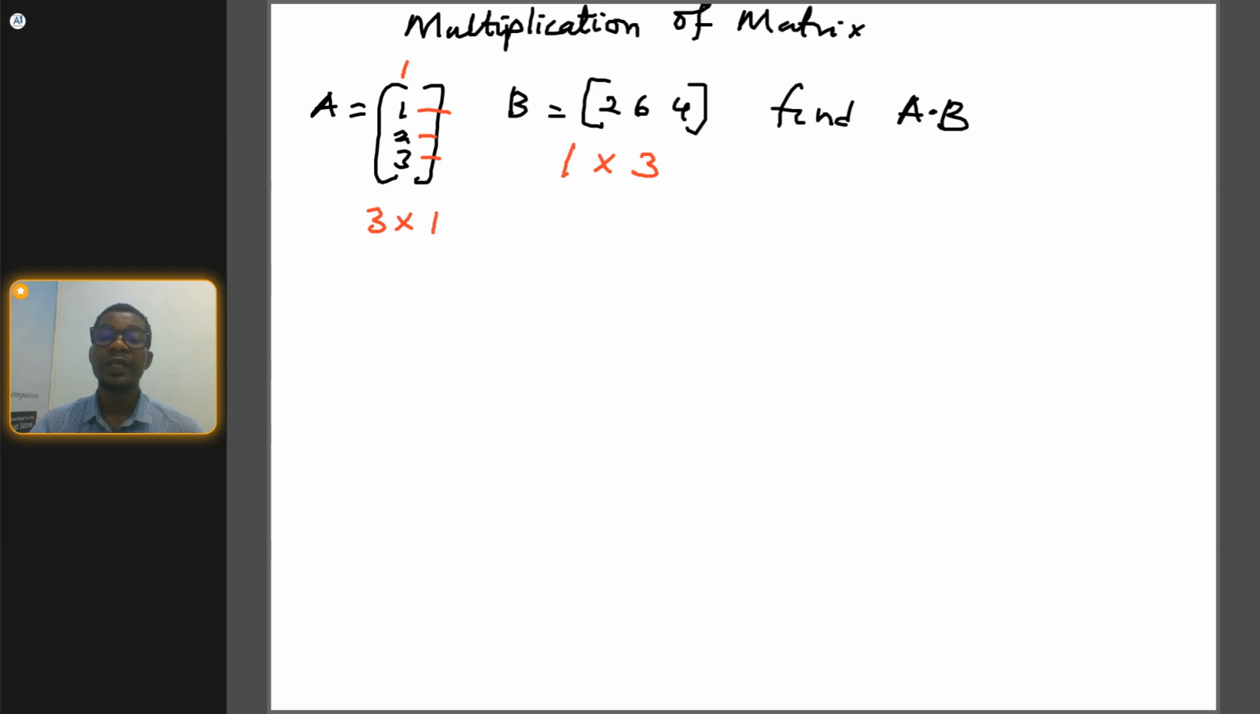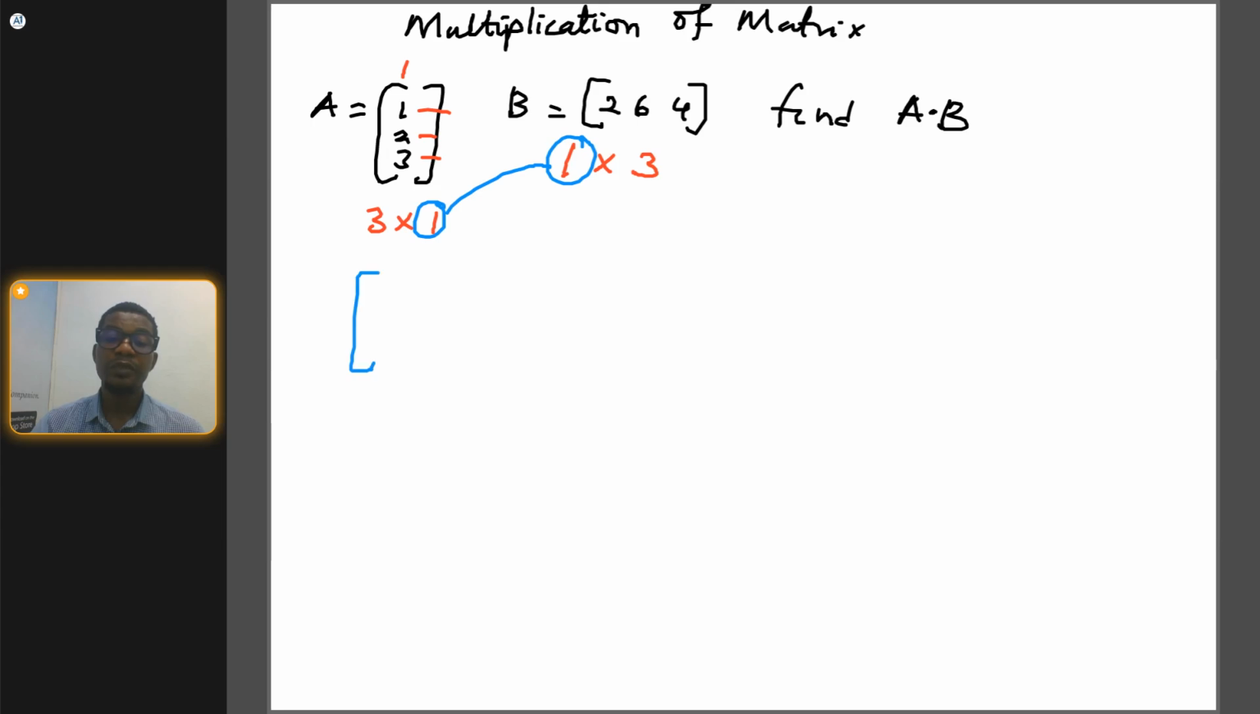Now take note that you need to check if this is equivalent to this. If both are the same, that means we can multiply the matrix. But if they are different, that means we cannot multiply the matrix. So you always need to check before you go ahead to solve, so you'll be using your time judiciously that way. Once you see a question, you should be able to know if you can multiply or not.